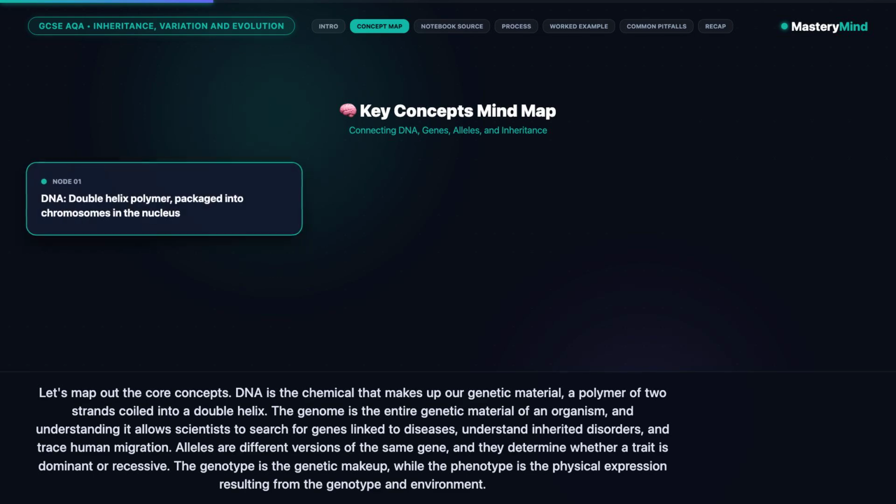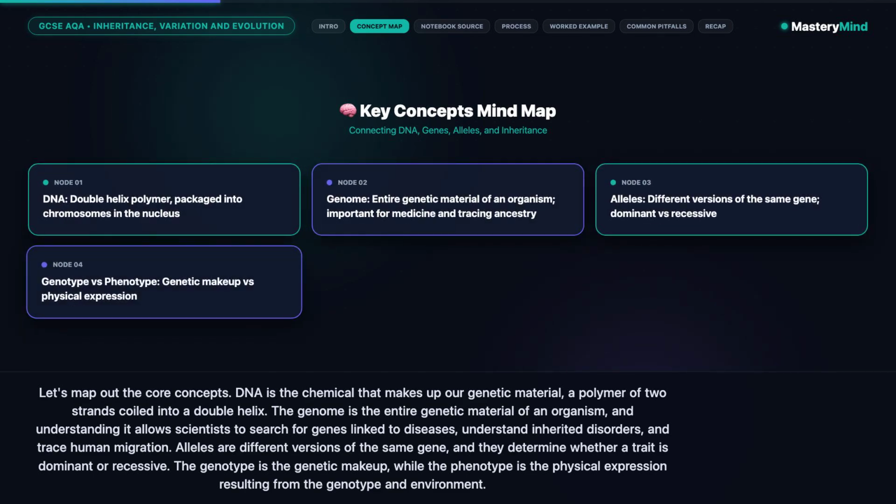DNA is the chemical that makes up our genetic material, a polymer of 2 strands coiled into a double helix. The genome is the entire genetic material of an organism, and understanding it allows scientists to search for genes linked to diseases, understand inherited disorders, and trace human migration.